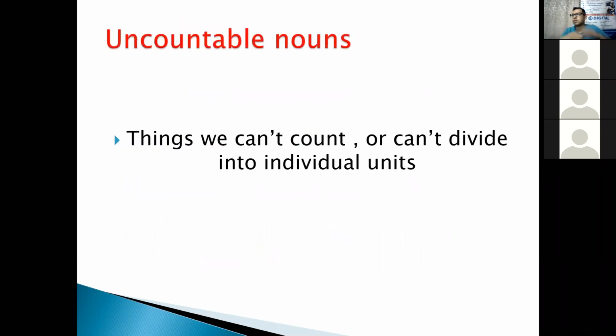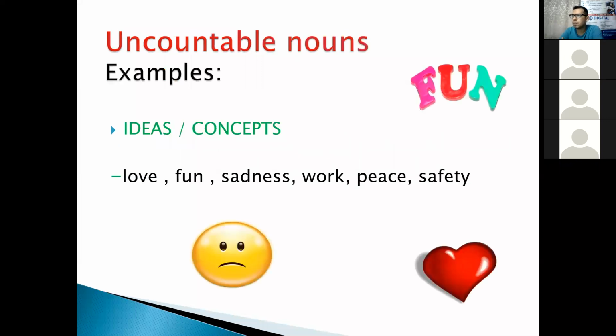Now let's see uncountable nouns. Uncountable or non-countable. What is that? Okay, things we can't count. Things we cannot count or can't divide into individual units. Now let's look at some examples. Examples, ideas or concepts. Okay, so ideas or concepts are uncountable nouns.